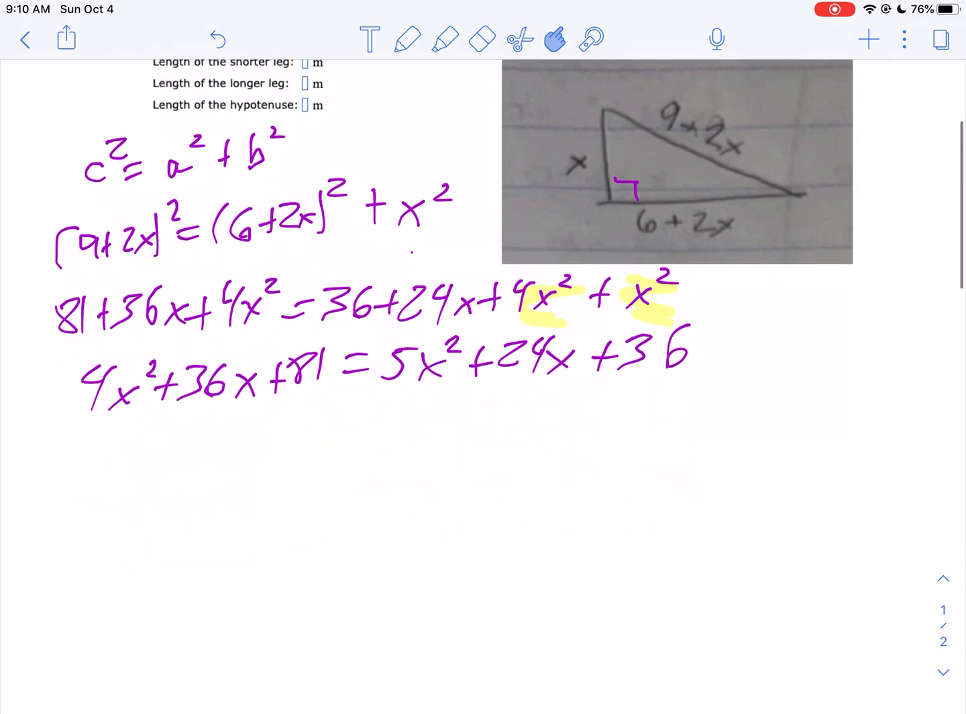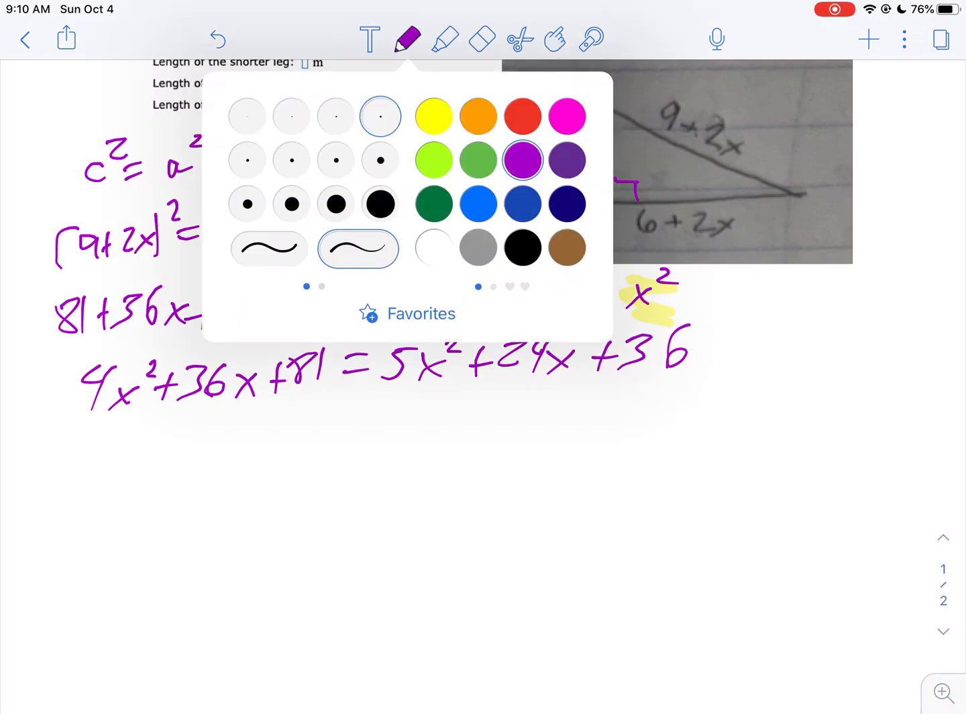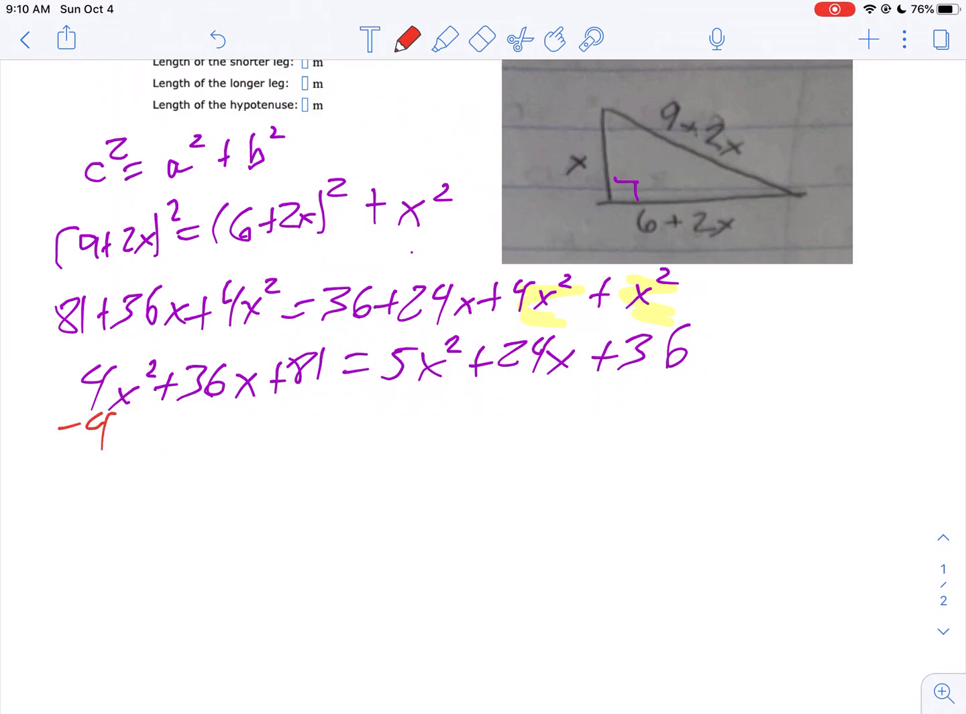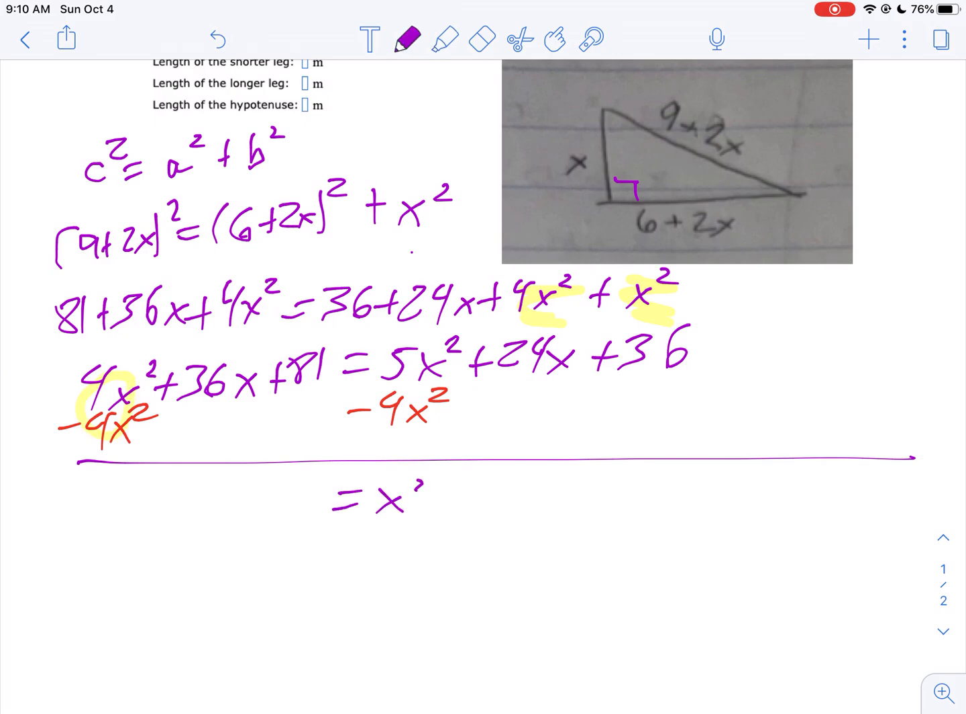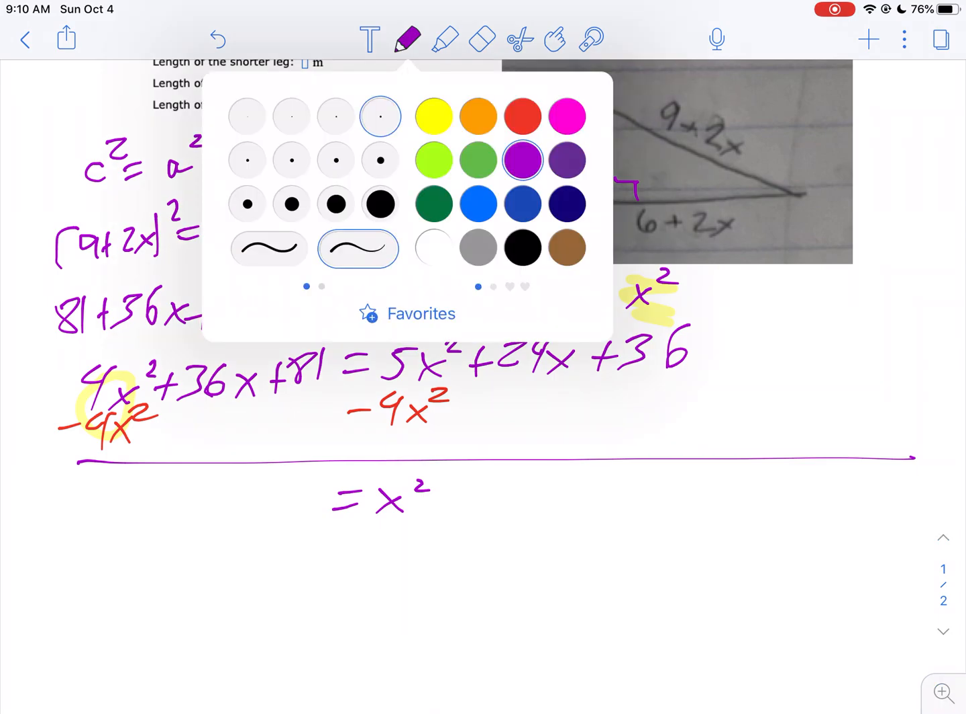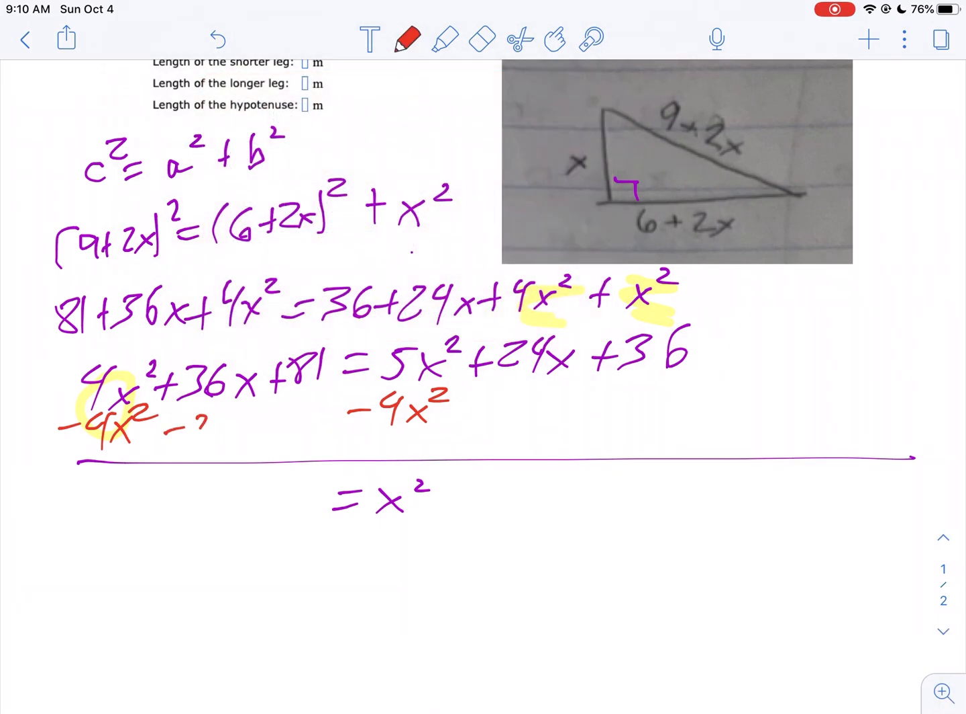Now we want to solve this. Well, to solve a quadratic, we want to make it equal to 0. So let's subtract 4x² from both sides. When you subtract 4x² from both sides, notice the 4x²s cancel. 5x² minus 4x² is x². Let's subtract 36x from both sides.